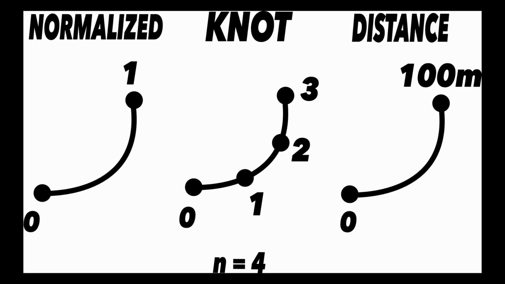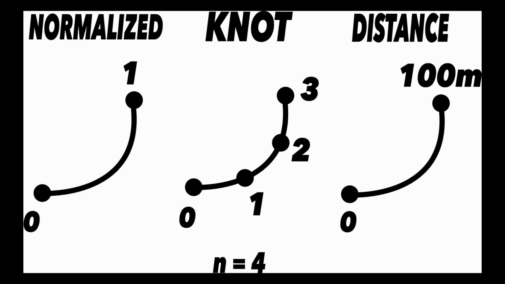Normalized takes all the distance of the spline and normalizes it between 0 and 1. So the first point is 0 and the last point is 1. Knot divides the spline by the number of knots, so the distance between each knot is 1. In this drawing, we have 4 knots, so between each knot is 1: between 0 and 1, 1; between 1 and 2, 1. So we have 3 of one value.